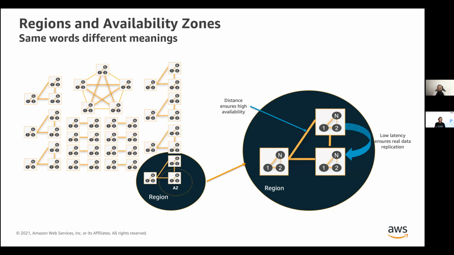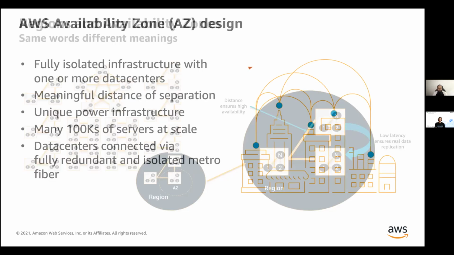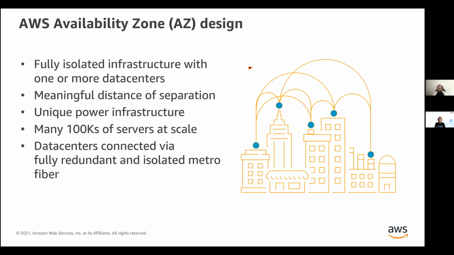In this case, let's go here. So they're fully isolated infrastructure, and there's also a meaningful distance of separation. There's a minimum separation between them, and we have unique power infrastructure in terms of failover, and in terms of data also. Multiple servers at scale, and the data centers are all connected via redundant lines in this case.